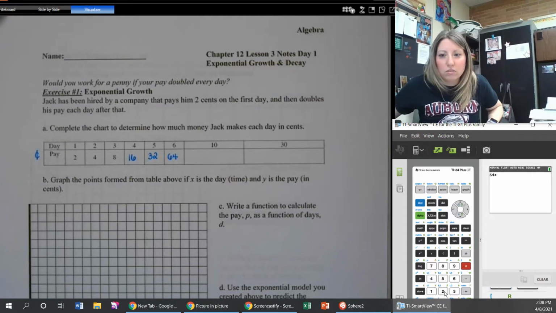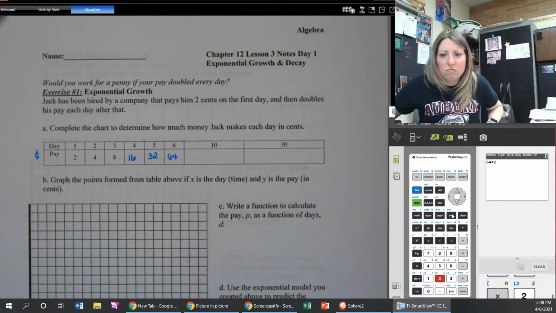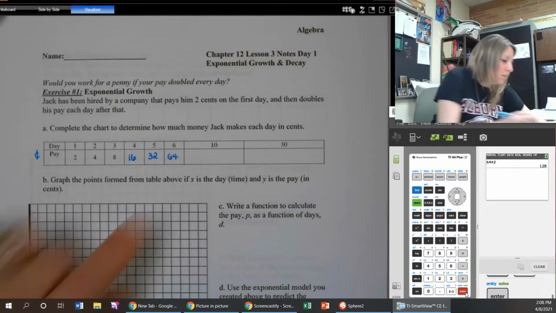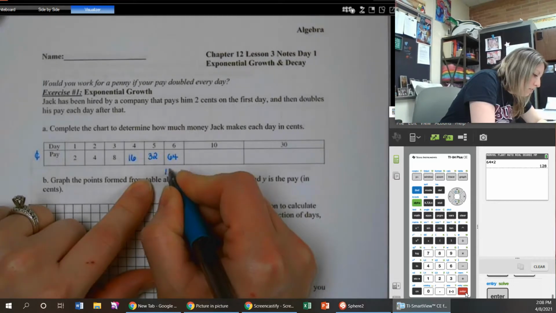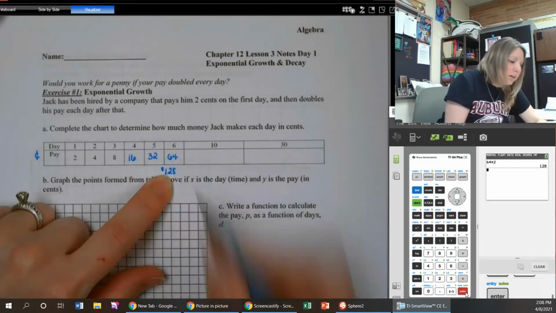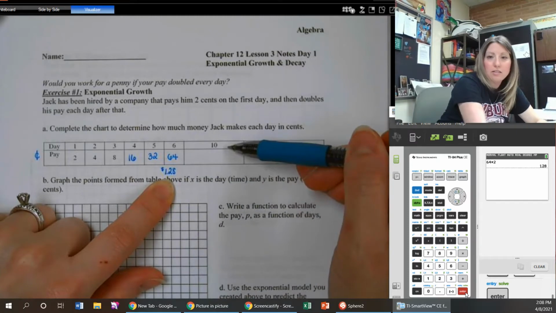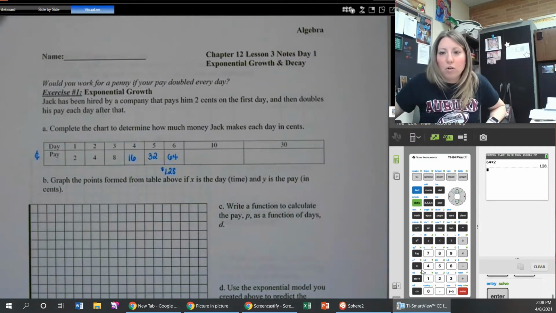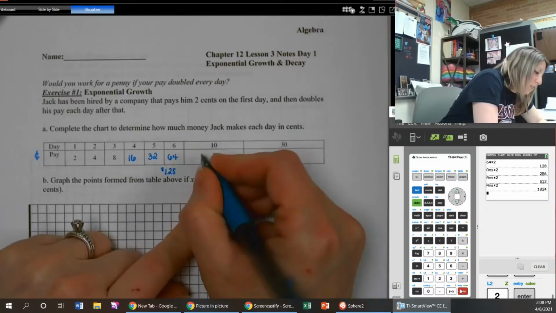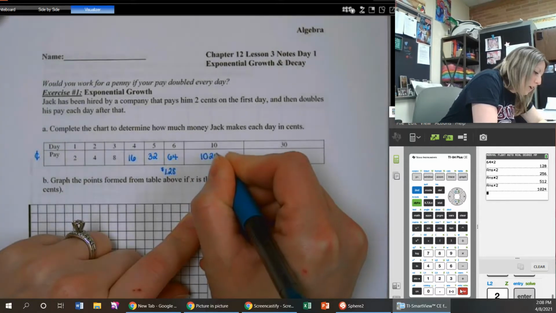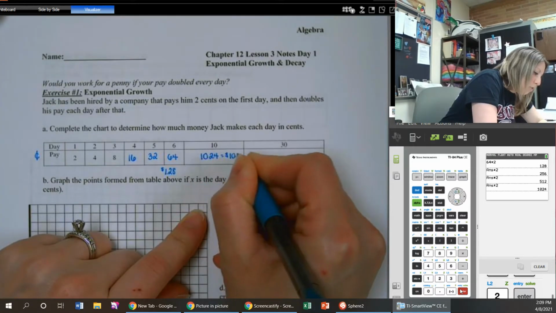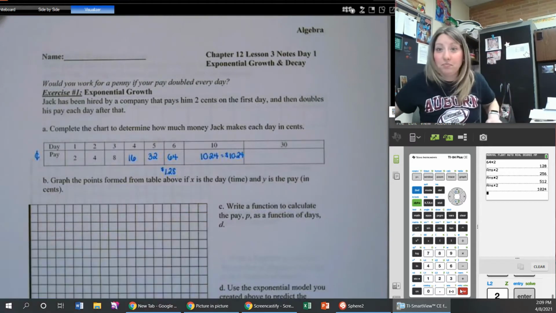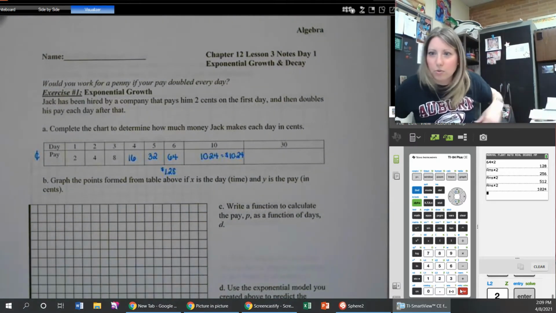64 times 2. $1.28, day 7. I need to get to day 10, so let's keep multiplying. 128 is day 7, times 2 is day 8, times 2 is day 9, times 2 is day 10. So this is how many cents? 1,024 cents, which is $10.24, right? Don't forget, you get all those old cents too.